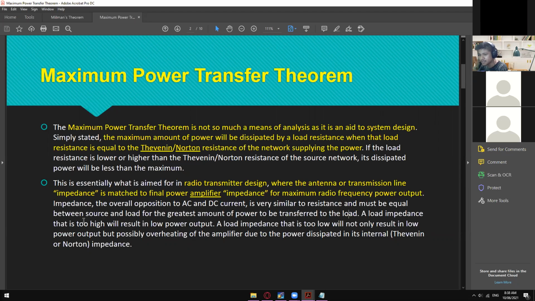So a load impedance that is too high will result in low power output. A load impedance that is too low will not only result in low power output, but possibly overheating of the amplifier due to the power dissipated in its internal, or the Thevenin or Norton impedance.